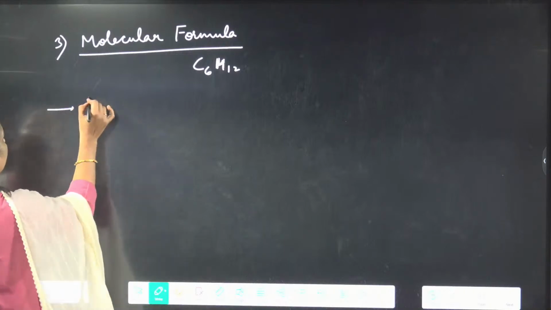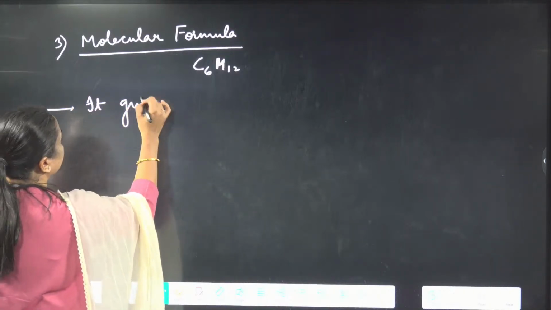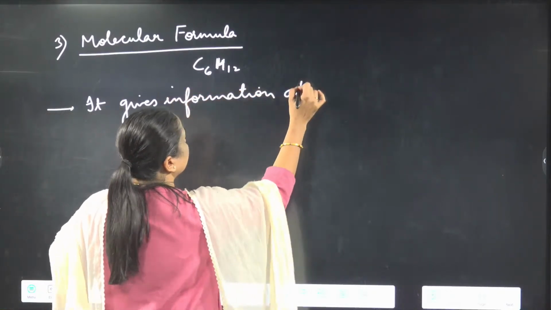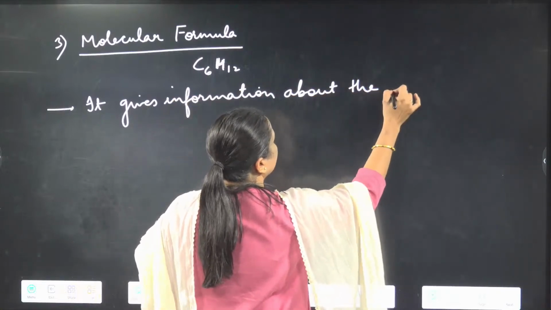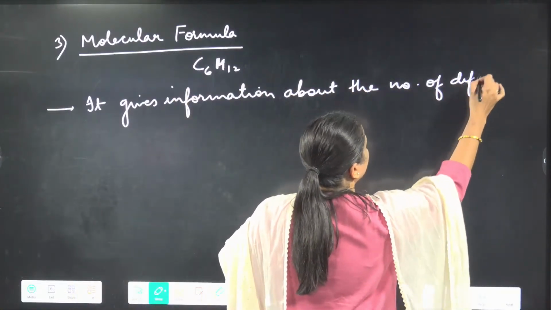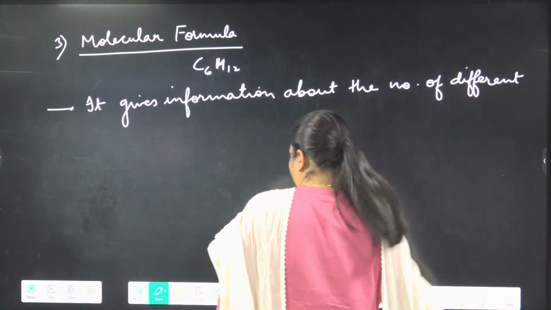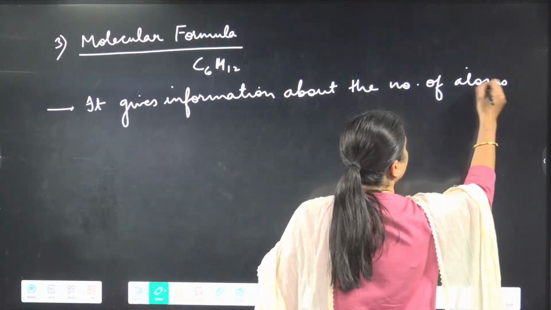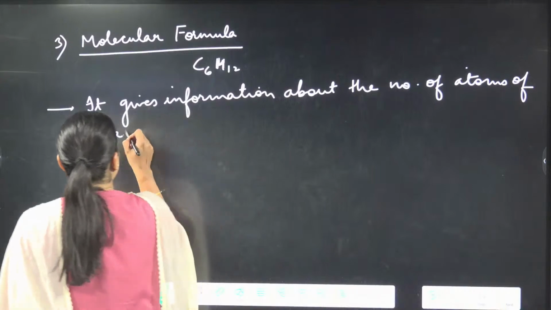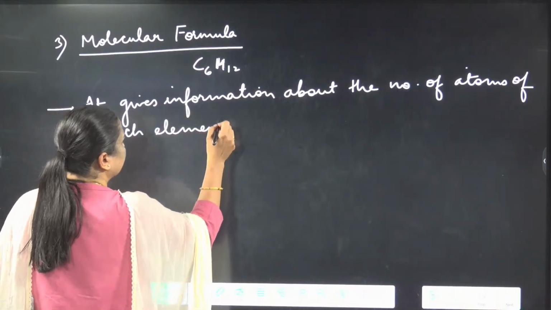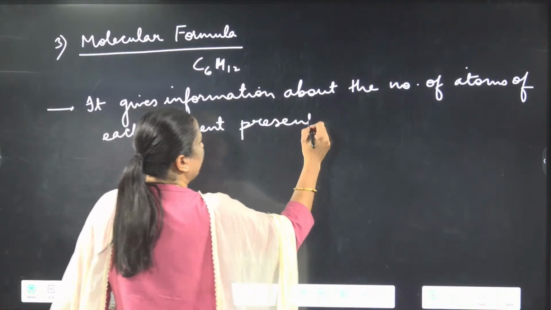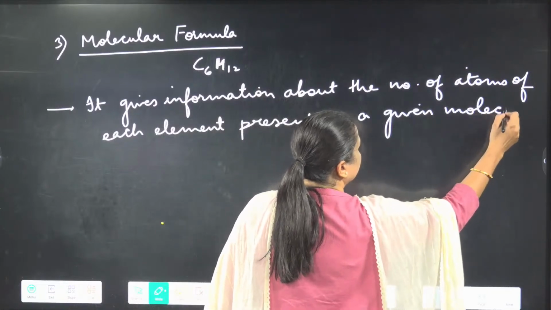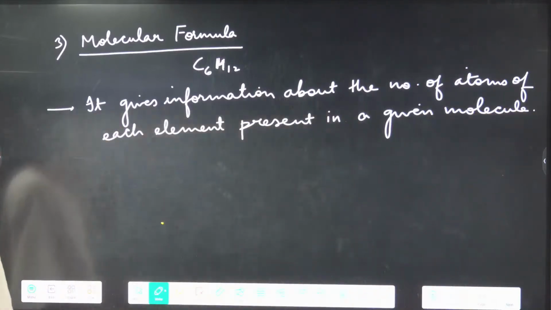So basically we can write, it gives information about the number of atoms of each element present in a given molecule. That's what is the meaning of molecular formula, right?